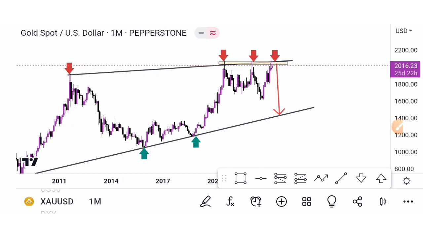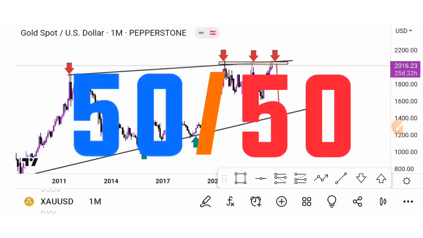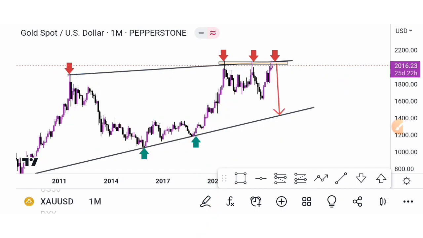For me, I just trade what I see. If we are at a resistance, I want to sell. If we are at support, I want to buy. But there is always a 50% chance that I'm wrong or I am right. I can either be wrong or right. If I'm right, I make money. If I'm wrong, I take a loss with the proper risk management, obviously.